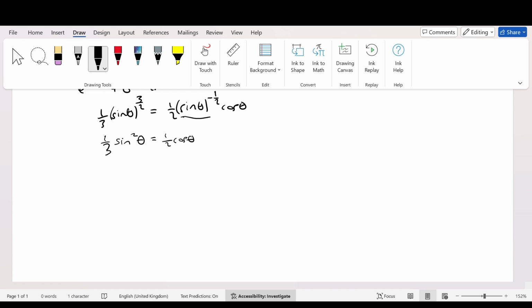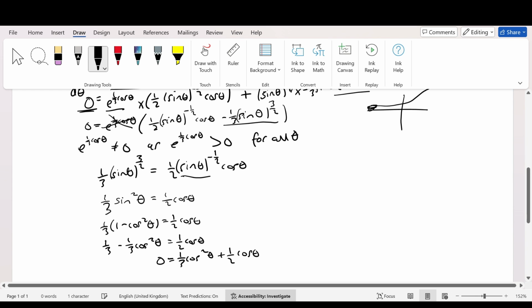Now this is regular trigonometry, which you've done many times. We can use the identity sine squared theta plus cos squared theta equals 1, and we can basically do sine squared theta as 1 minus cos squared theta, which is equal to a half cos theta. We can rearrange, so we get a third minus a third cos squared theta is equal to a half cos theta. So we get 0 is equal to a third cos squared theta plus half cos theta, minus a third.